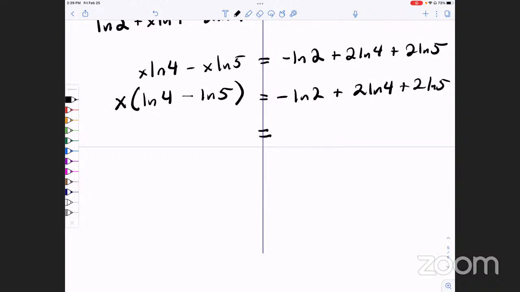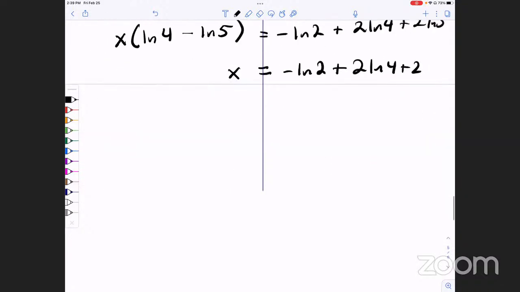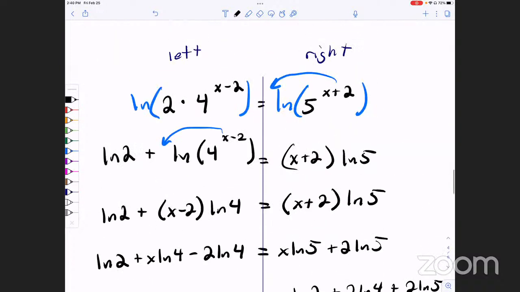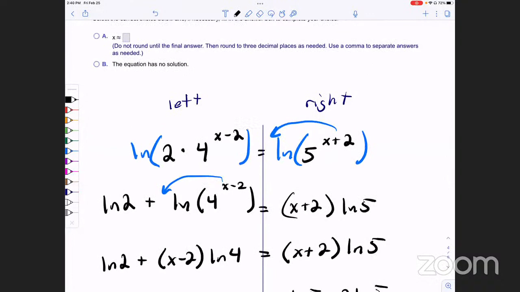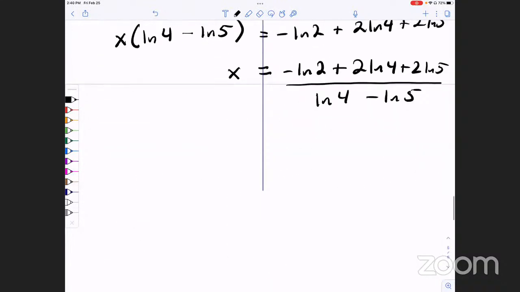So then we're going to have x equals negative natural log of 2 plus 2 natural log of 4 plus 2 natural log of 5 divided by the natural log of 4 minus the natural log of 5, right? That's the exact result. At this stage, I think it said I will use a calculator. Do not round the final answer. Round to 3 decimal places is needed, okay?